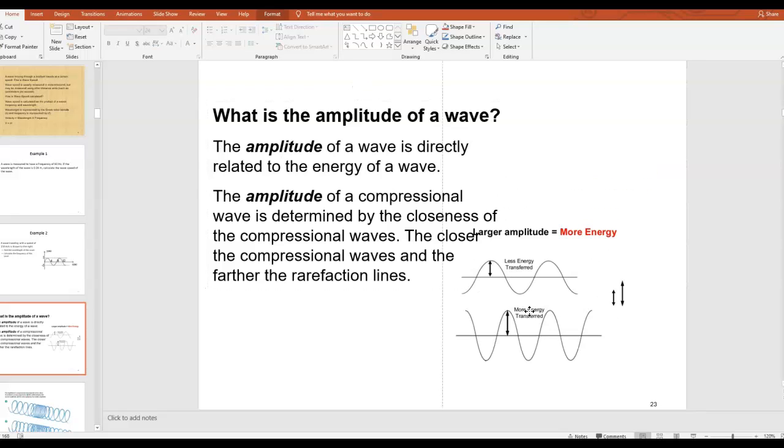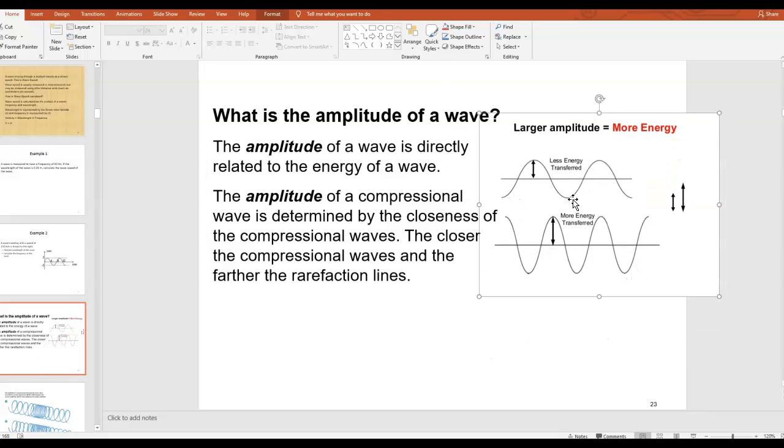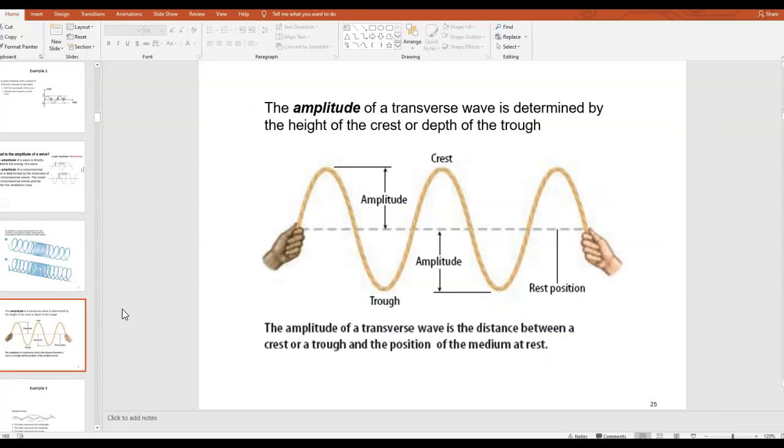And on this diagram here, you can kind of see the difference between higher amplitude and lower amplitude. This is a lower amplitude, this is a higher amplitude. And so basically all we're doing is we're looking at the height of the wave. So this is a transverse wave. I want to focus on the transverse wave because this is the most common type of wave. We have the different parts now.